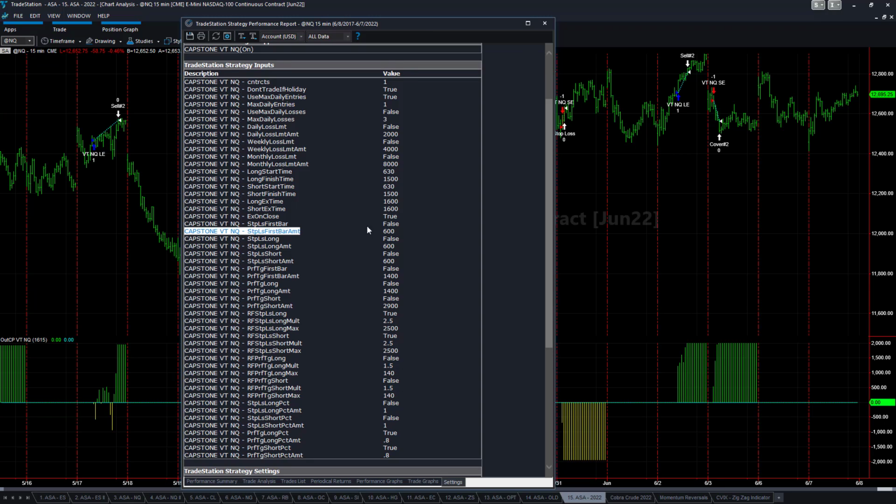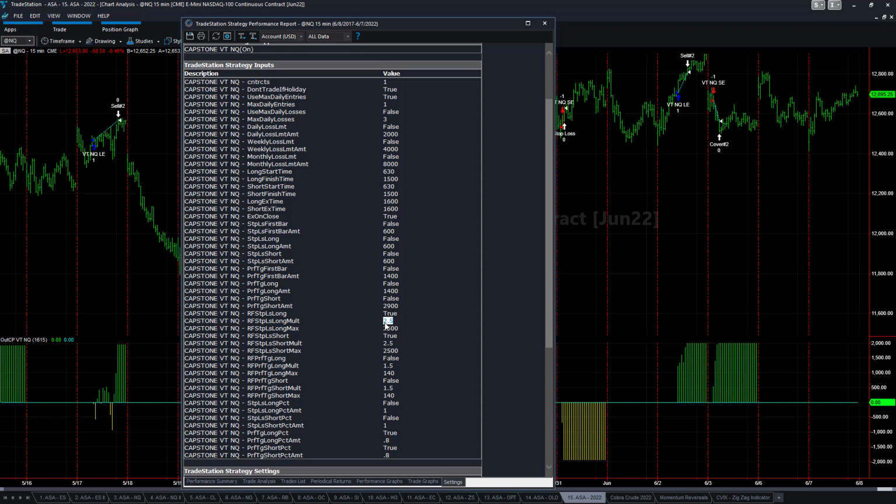Stop loss on the first bar, we're not using that. We're not using the basic stop loss function here for the longs or for the shorts. Those can be customized on the user end. We're not using the standard profit target dollar amount. These are dollar amounts for stop losses and profit targets. But we are using our RF stop loss long. So that's the stop loss that we're using. It's range filter, and it's 2.5.